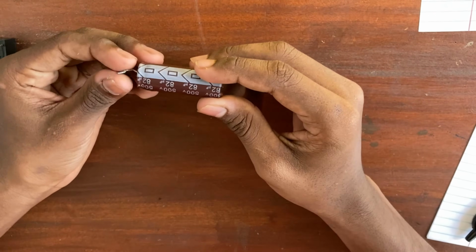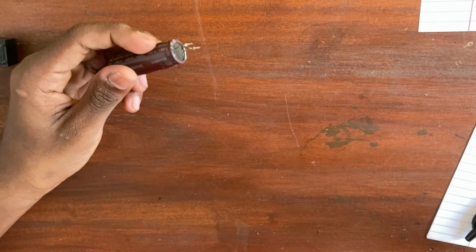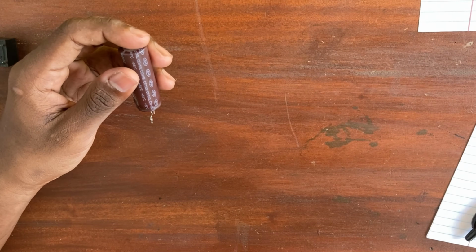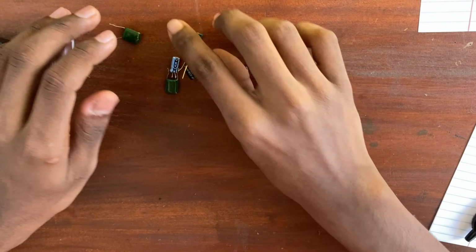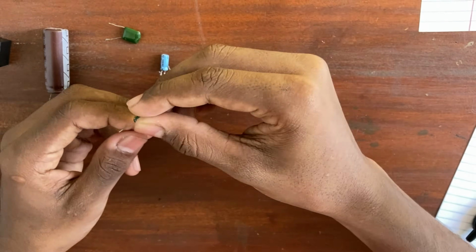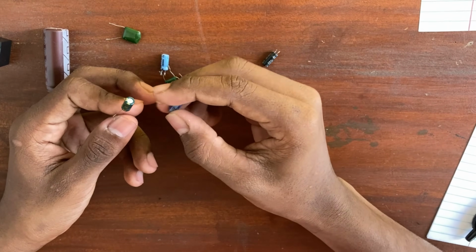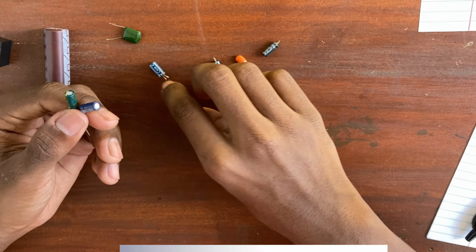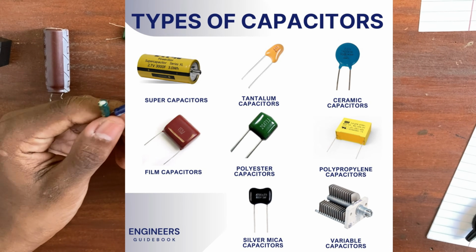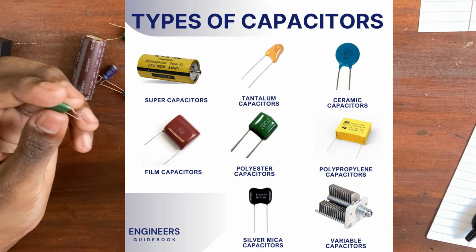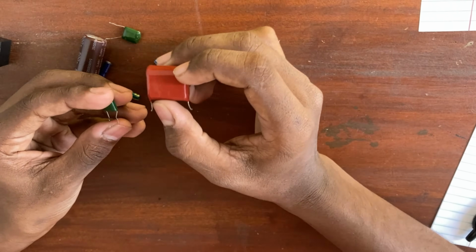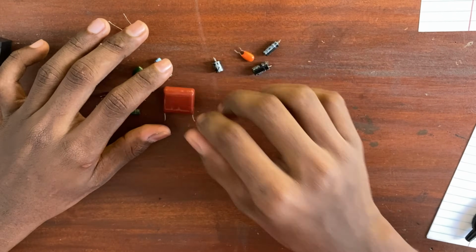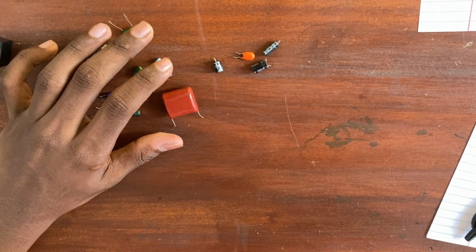This is a capacitor, a bigger one, and let's get a few other choices right here. So this is a capacitor. These are electrolytic capacitors, and these are Mylar capacitors. These ones. And also these capacitors.